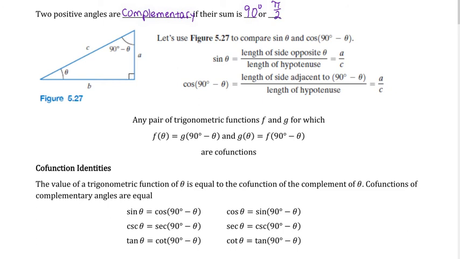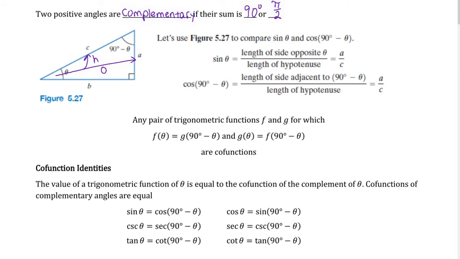Now let's look at this right triangle we have here at figure 5.27. We know from our trigonometric ratios that the sine of this angle theta is equal to opposite over hypotenuse, from our SOHCAHTOA. Over here we have A over C. Remember, the way we have established this triangle is to say that our hypotenuse is C and our two legs are A and B. So the sine of that angle theta is the opposite A over the hypotenuse C.